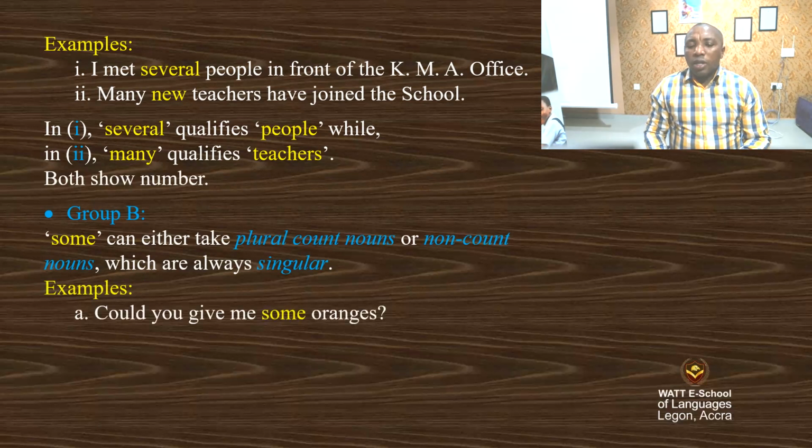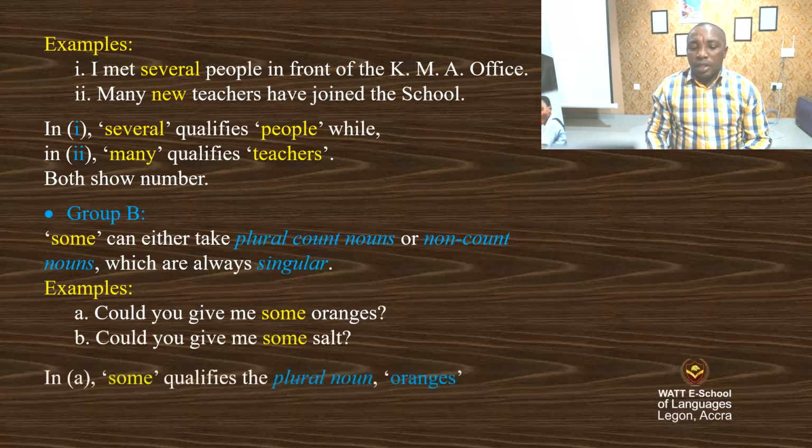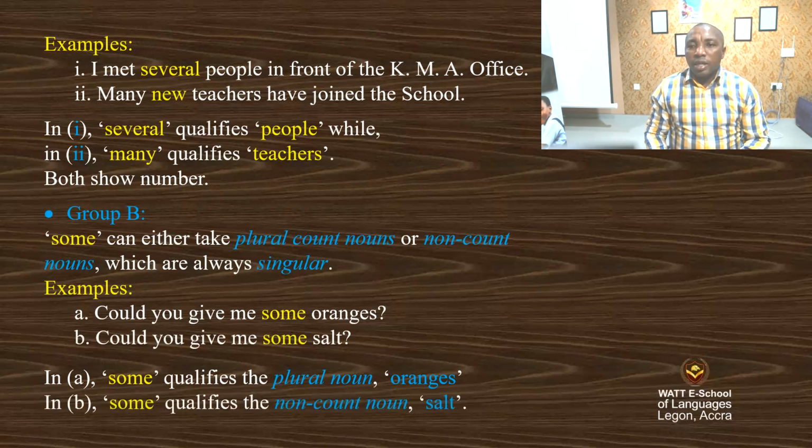Example, could you give me some oranges? This is some, which is an adjective here. It is used for count noun oranges. We can count the oranges. But let's have a look at this one. Could you give me some salt? It's the same some, but we are using it for a non-count noun. So what we are saying is that some of the adjectives can also be used for non-count noun or count noun. In A, some qualifies the plural noun oranges, whereas in B, some qualifies the non-count noun salt.